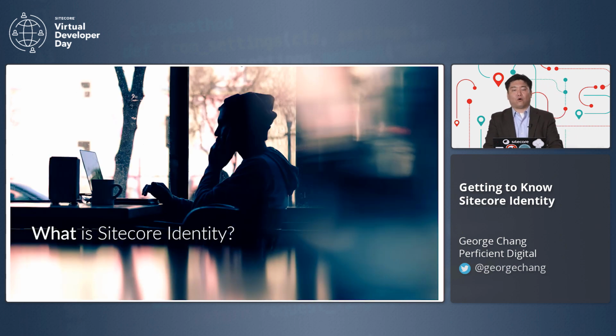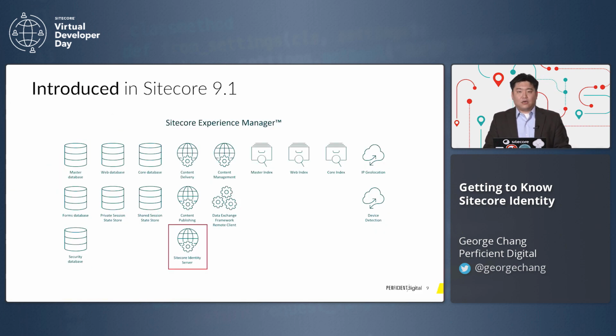So now let's talk about Sitecore Identity and what Sitecore Identity actually is. Sitecore Identity is a new role as part of the Sitecore Experience Manager that was introduced in Sitecore 9.1, and its sole responsibility is to manage identity and authentication for Sitecore services. With the classic Sitecore authentication, identity and login are managed by the content management role, as we saw earlier, and that's the entry point to the Sitecore backend. However, with the new Sitecore Identity role, authentication is managed in that role instead, and appropriate cookies are passed to the content management role for authentication.